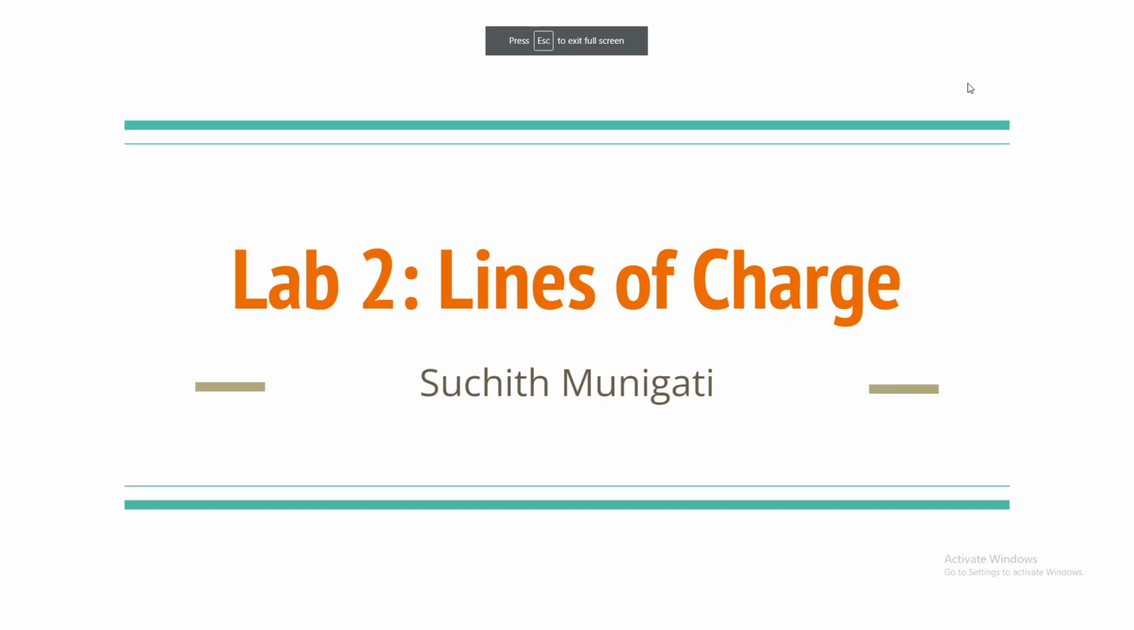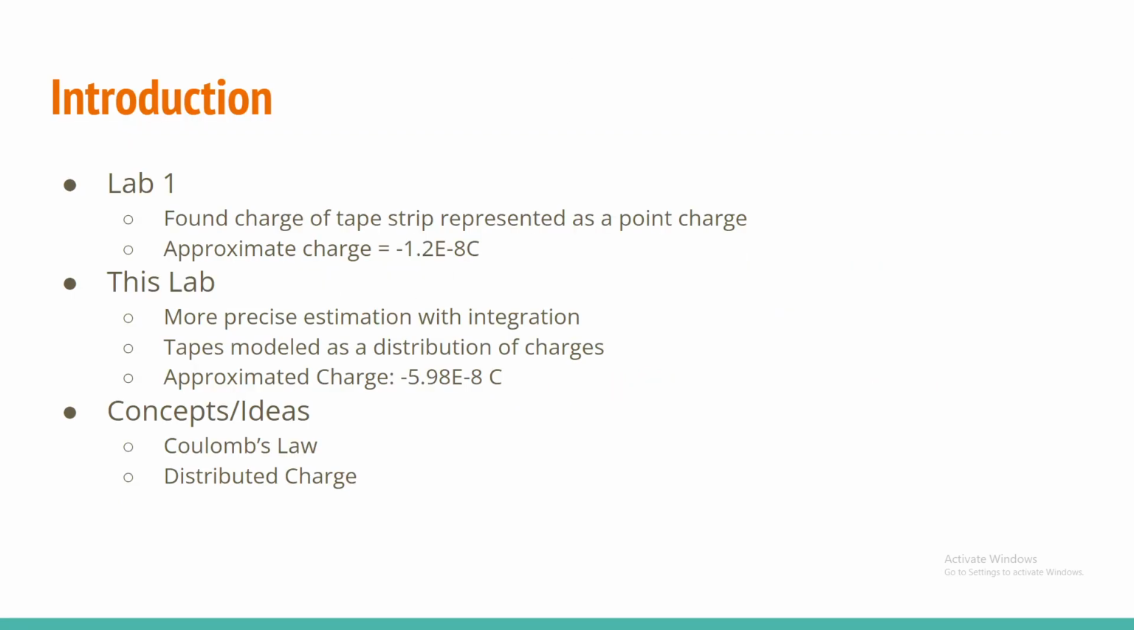This is Lab 2, Lines of Charge by Sujit Manigati. In Lab 1, we found that the charge of a tape strip represented as a single point charge was going to have an approximate charge of negative 1.2 times 10 to the negative 8 coulombs. But the purpose of this Lab 2 is to find a more precise estimation with integration.